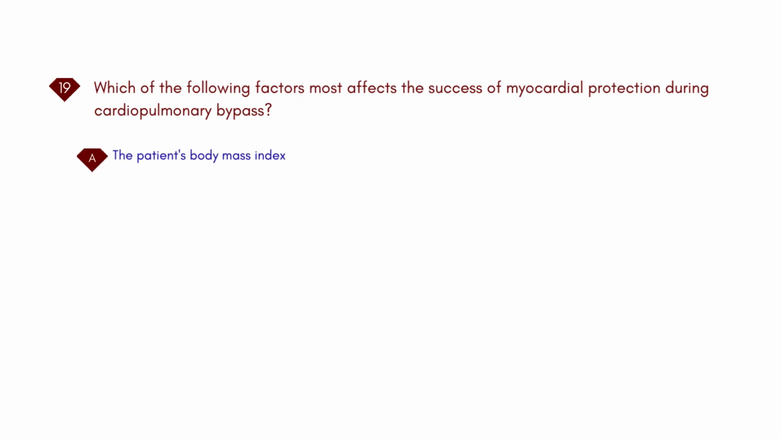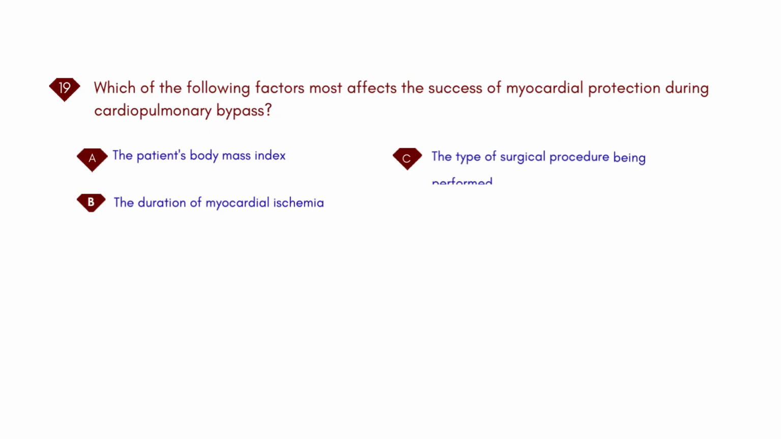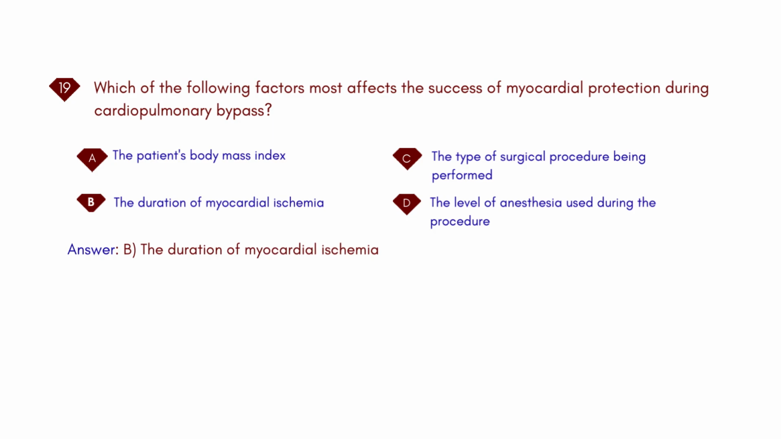A. The patient's body mass index. B. The duration of myocardial ischemia. C. The type of surgical procedure being performed. D. The level of anesthesia used during the procedure. Answer: B. The duration of myocardial ischemia.